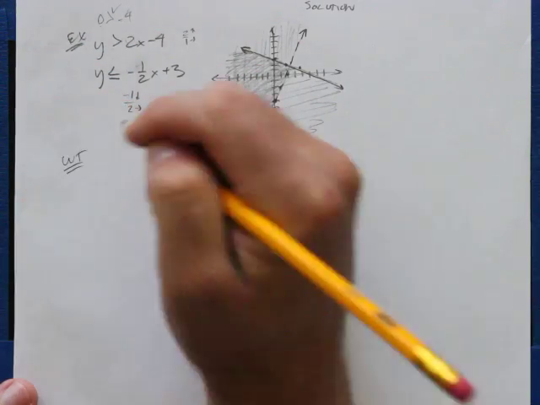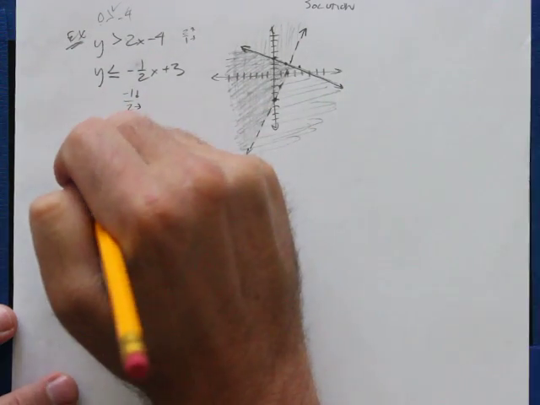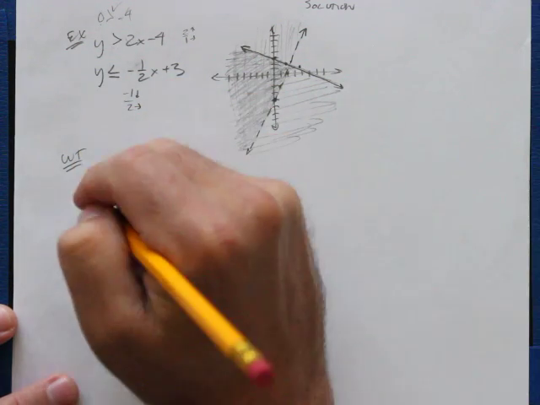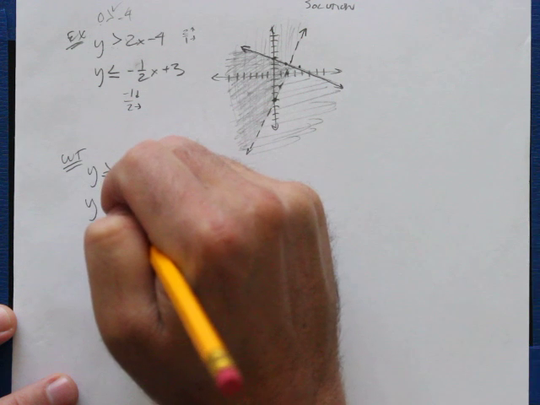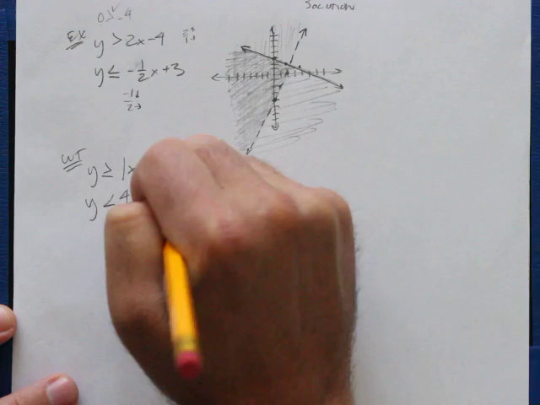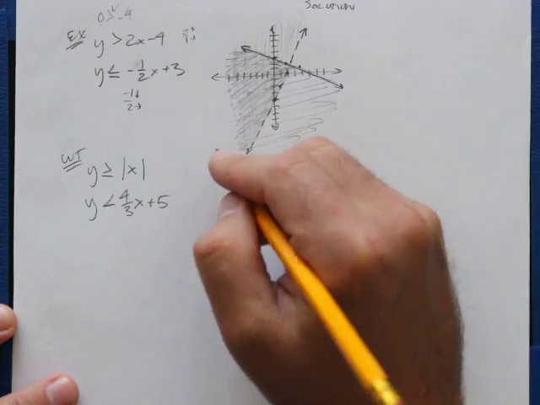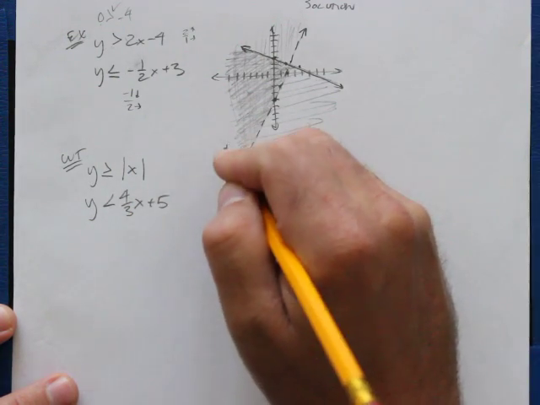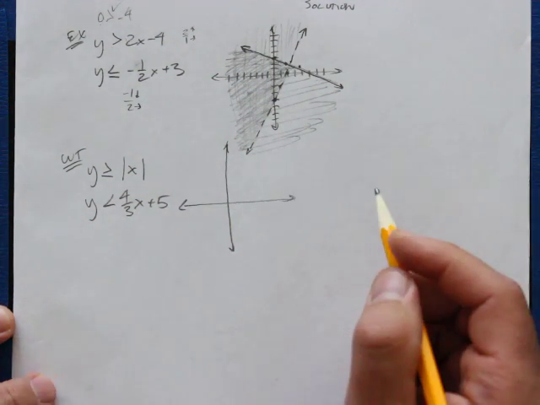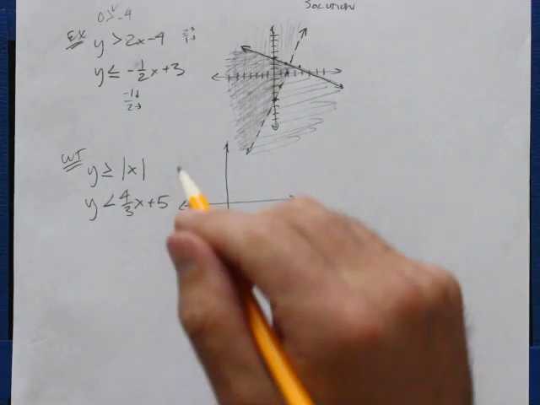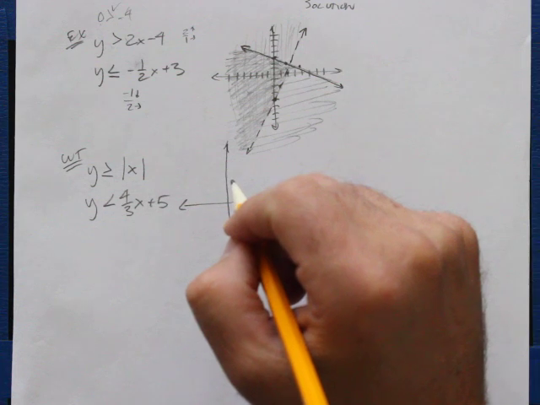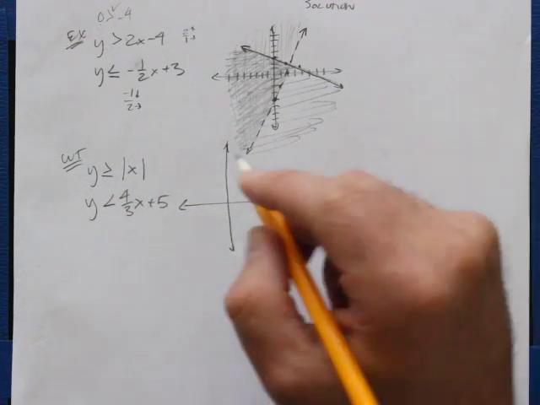This would be one we'd try if we were here together. y is less than or equal to the absolute value of x, and y is less than 4/3 x plus 5. So I would have you guys, if we were here together, talk to me about how we would make this graph together. So if you want to try to give this a try without me, go ahead and pause right now and get to work. If not, let's do this together.